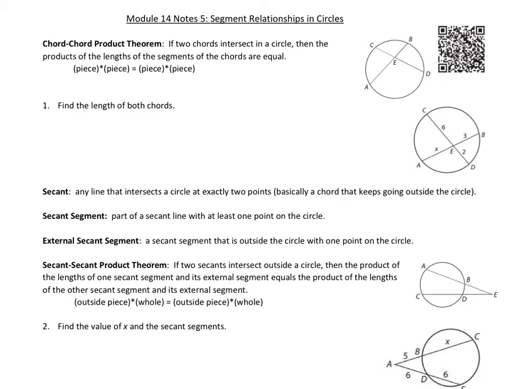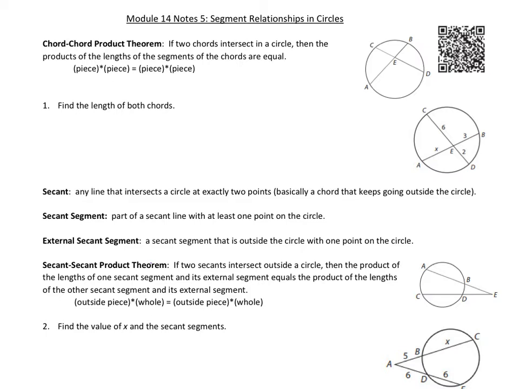Now for this last section in Module 14, we are going to talk about segment relationships in circles. Some of our segments will be inside the circle, some will be outside, some will be right on the edge. So for this first one, if we have two segments that intersect inside our circle, and notice the intersection is not the center of the circle, just anywhere in there, so two chords, we can set up an equation to find the missing pieces.